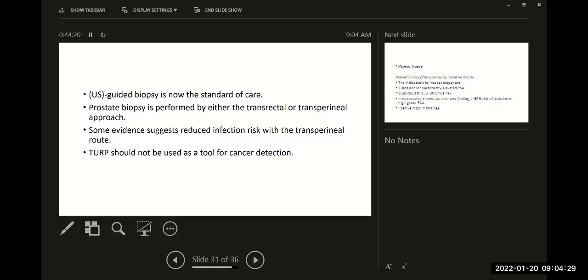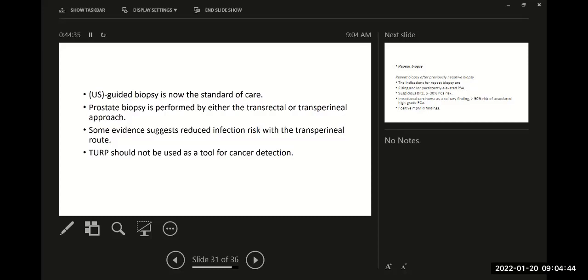And the concern was infection. Previously it was not favorable because people said there was a higher infection rate in the case of the transperineal biopsy, but that has been ruled out as well. Even the infection rates are comparable between the transrectal and the transperineal biopsy.